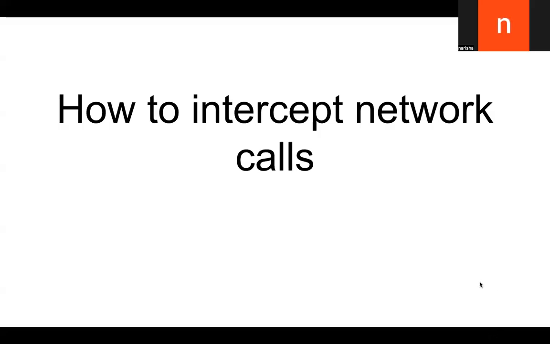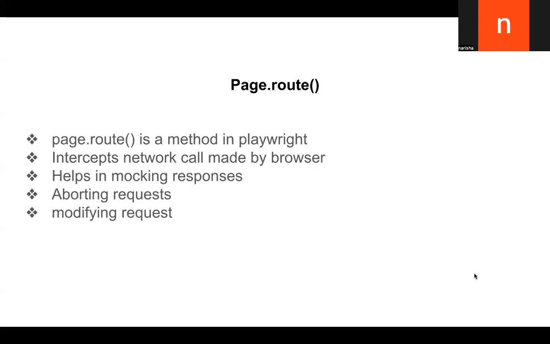Let's understand today how to intercept network calls in Playwright. So page.route is a method in Playwright that will help us to intercept the network calls which are made by the browser. So what does page.route do?